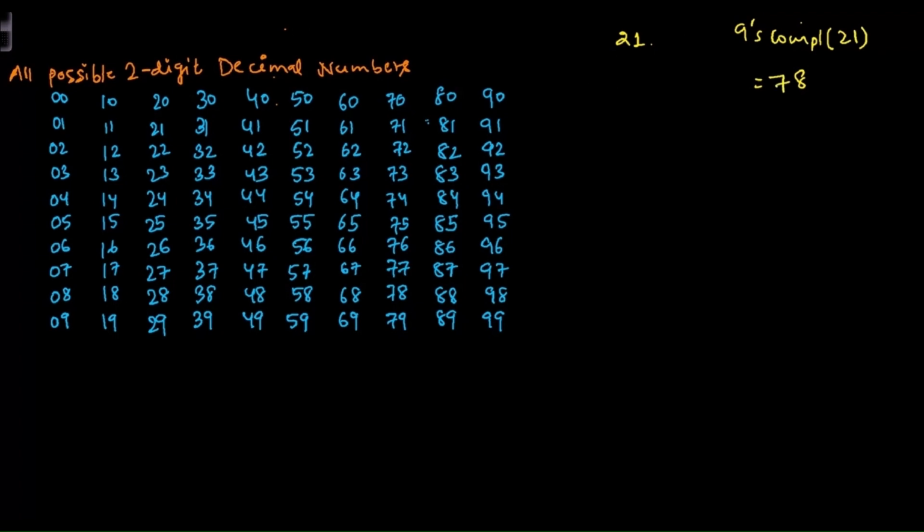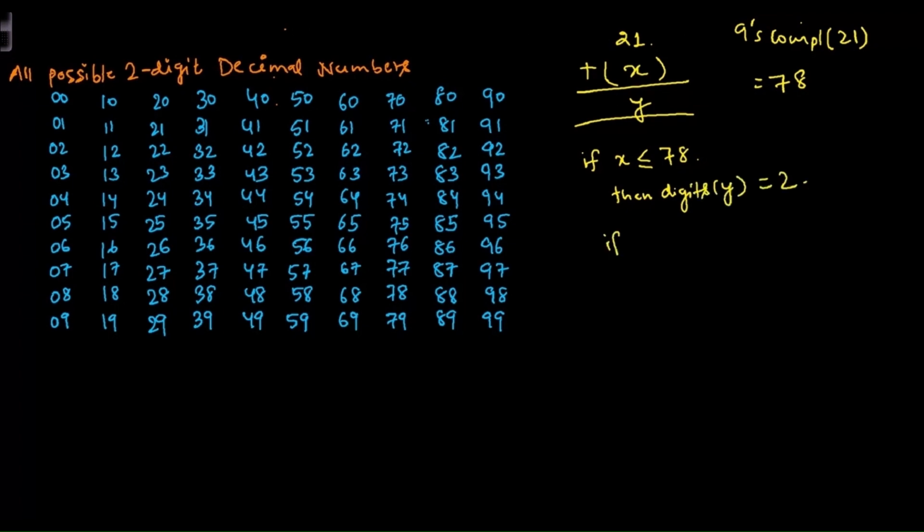So if you add anything to 21, let's say you add x to 21, then if this x is less than or equal to 78, then the number of digits in the result y will be equal to 2. But if x is greater than 78, then the number of digits in y will be 3.